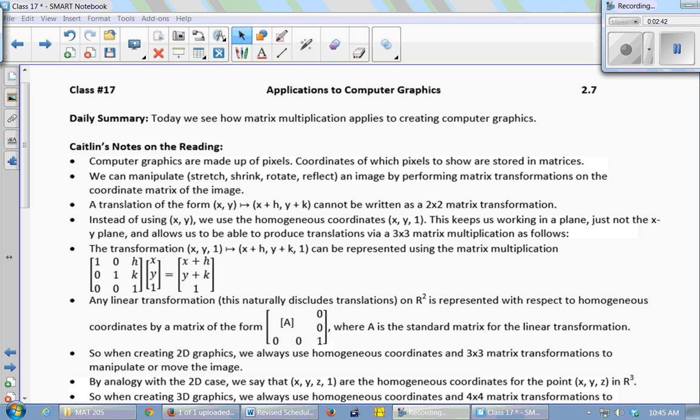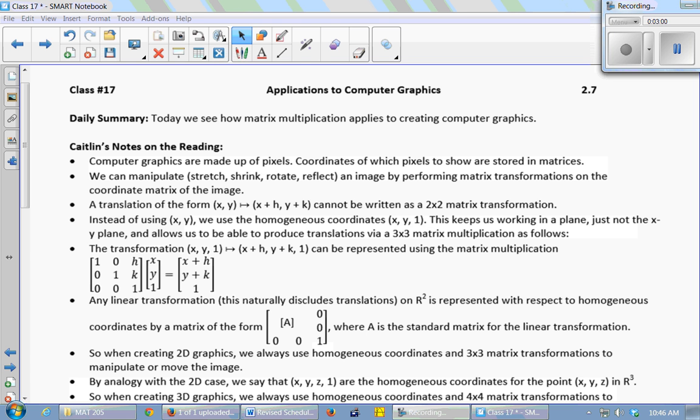Okay, so today we're going to see how matrix multiplication applies to creating computer graphics. I'm going to take you through my notes on the reading, and then we'll use some of the things that I wrote up in the notes to solve some problems, and then you'll try some problems.